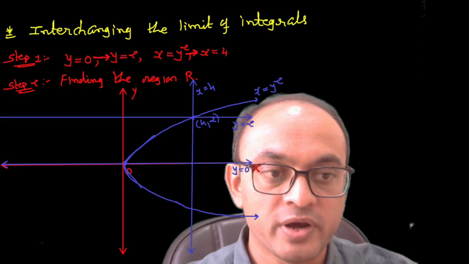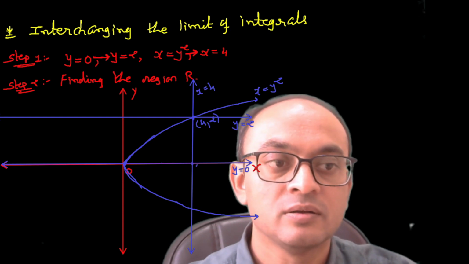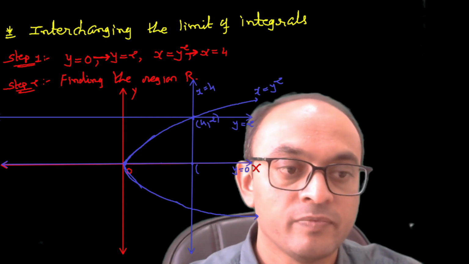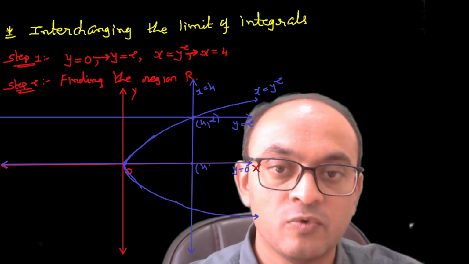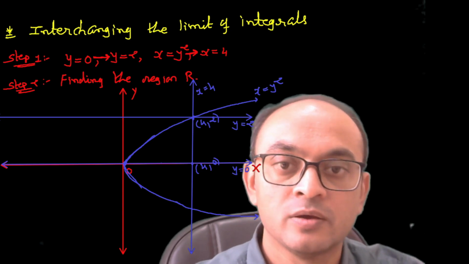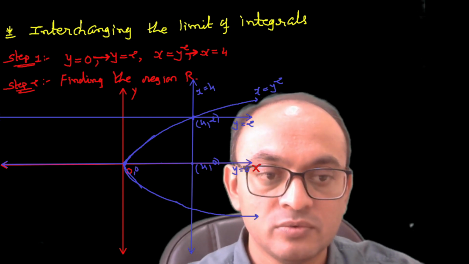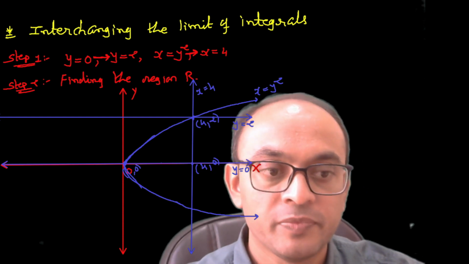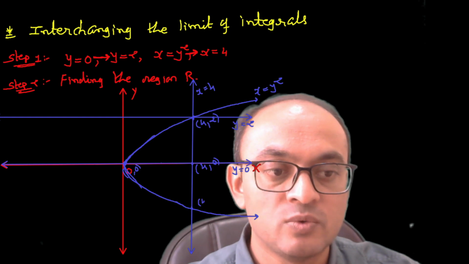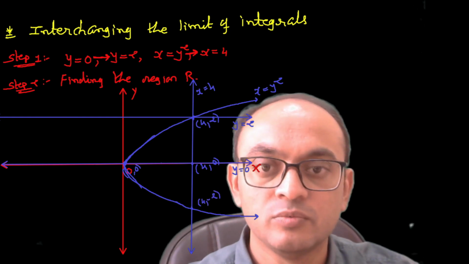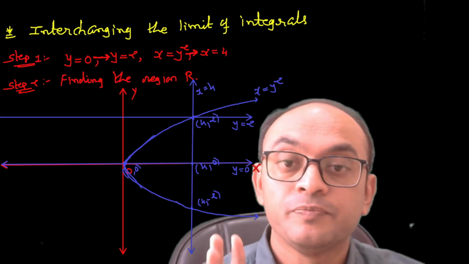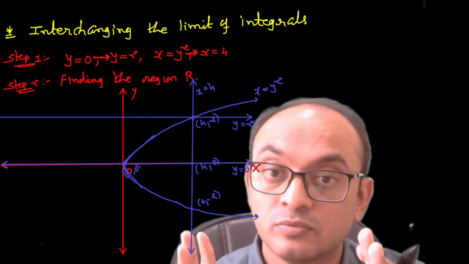This intersection point is when x is equal to 4, y is equal to 0. So all the intersection points also we have. This is 0, 0, and this intersection point is when x is equal to 4, y is equal to -2. Now these are the curves we have drawn.